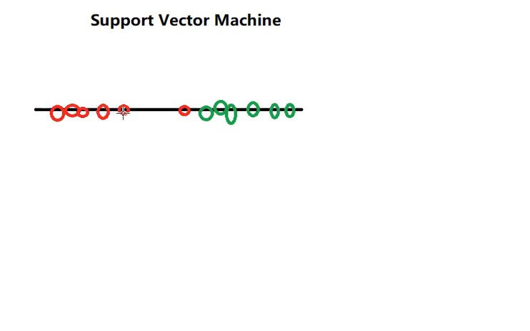The first one is the red one. The second group is the green one. So how can we classify the two different groups? Where should we choose the classifier? Where should we put the classifiers? Should we put here or here?